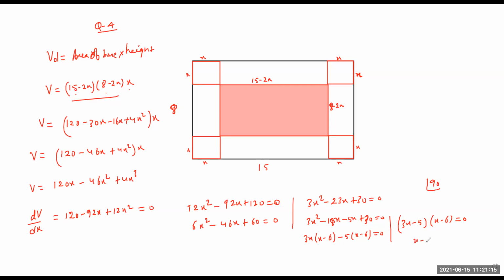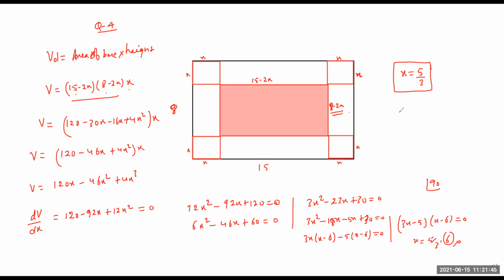Now definitely you will get two answers, one is this and this. This one we cannot have, it is impossible, because if you subtract 2x from 8, you will get a negative value, which means it's not possible. 8 minus 2 into 6 is minus 4. So we cannot take 6 as the right answer. The only possible answer is x equals 5 upon 3. So we got the dimension of x.